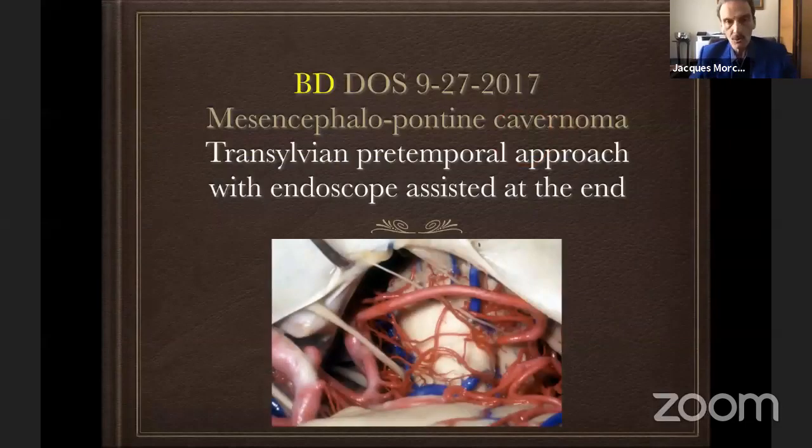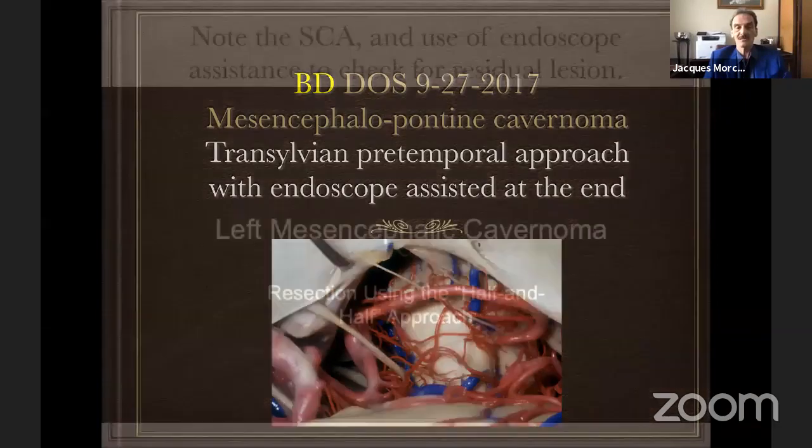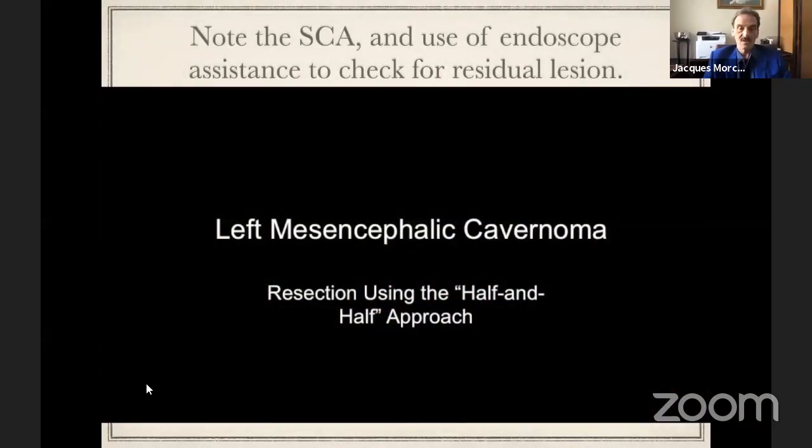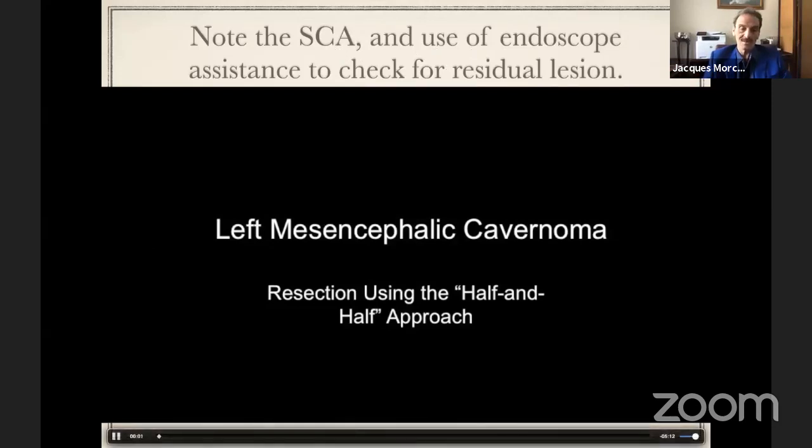Another caudal midbrain example, a mesencephalopontine cavernoma. This is a transylvian pretemporal approach, endoscope-assisted at the end of it. I will show you this mesencephalic cavernoma. I want you to notice the superior cerebellar artery and the use of the endoscope assistance to check for any residual lesion at the end.